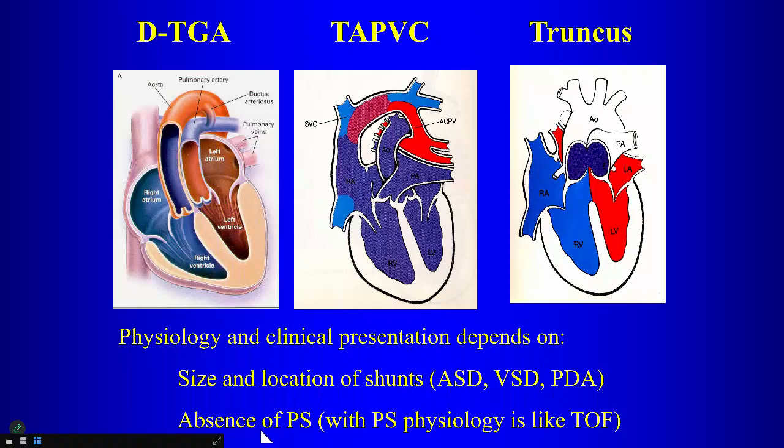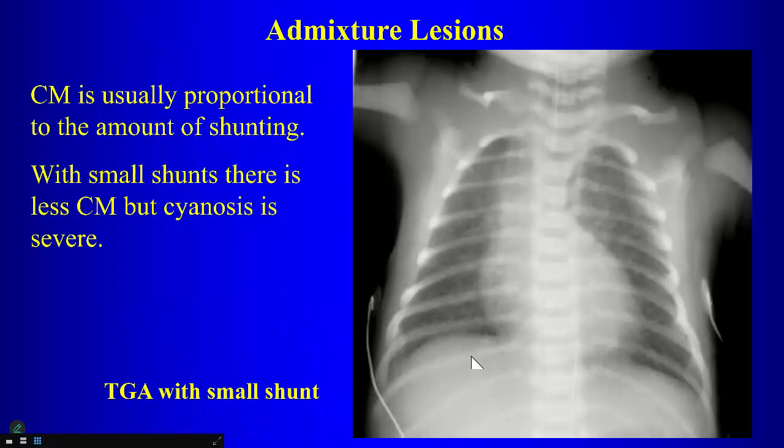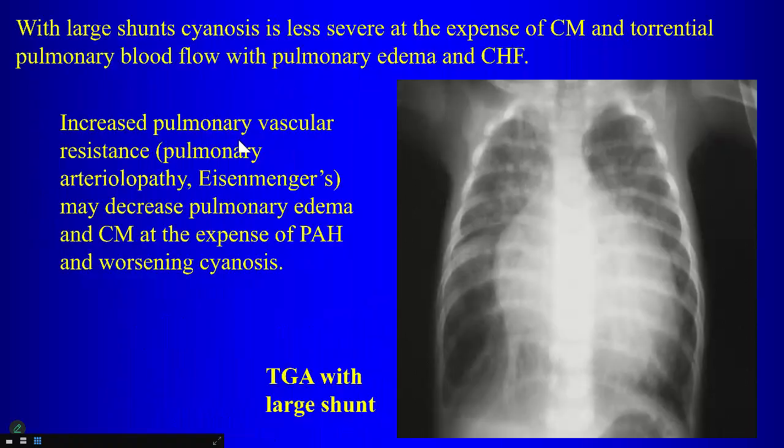If there is pulmonic stenosis, then you will have decreased pulmonary circulation, and the physiology will be more like tetralogy of Fallot, where you have cyanosis with decreased pulmonary vascularity. Cardiomegaly is usually proportional to the amount of shunting. With small shunts, there's less cardiomegaly, but cyanosis will be more severe. With large shunts, cyanosis is less severe since you're going to have more blood flow through the pulmonary circulation, but you will have cardiomegaly and increased pulmonary vascularity, more pulmonary blood flow.